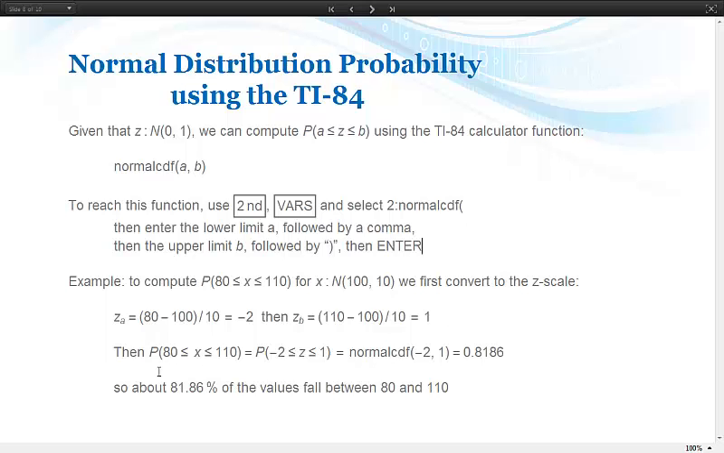So the probability that x falls in the range from 80 to 110 is the same as the probability that z falls between minus 2 and 1. I can find that by running NormalCDF with minus 2 as the first entry and 1 as the second entry. If you follow these instructions, you'll get 0.8186, or about 81.86% of the values on the original distribution fall between 80 and 110.